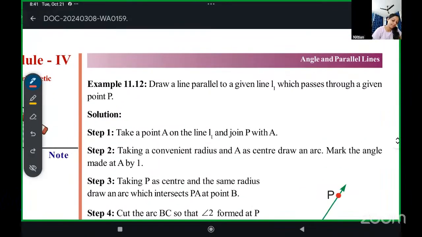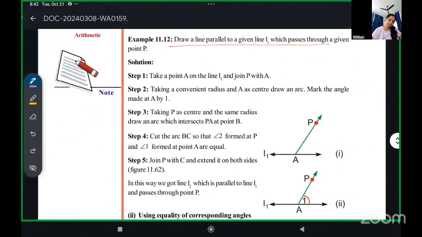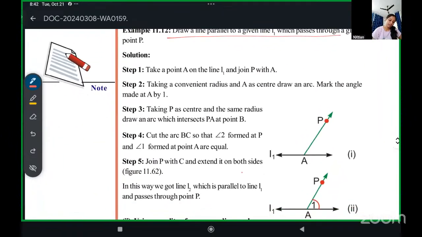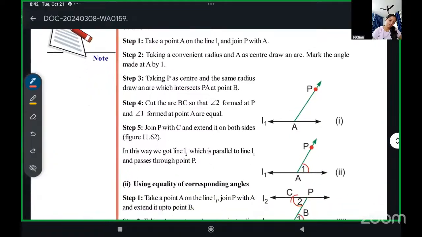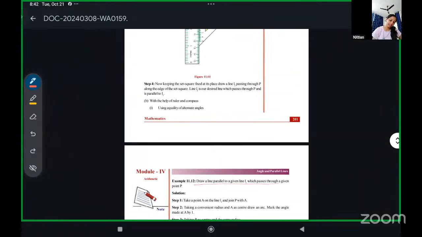Then this is an example. Draw a line parallel to a given line L1 which passes through a given point P. So this is what you have to do in this question. Take a point A on line L1 and join P with A. Take a convenient radius. Okay, this is using a compass.